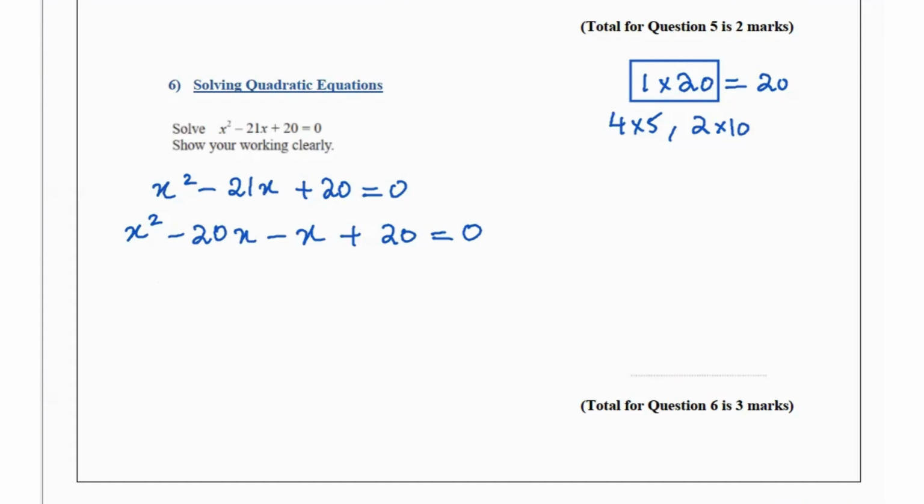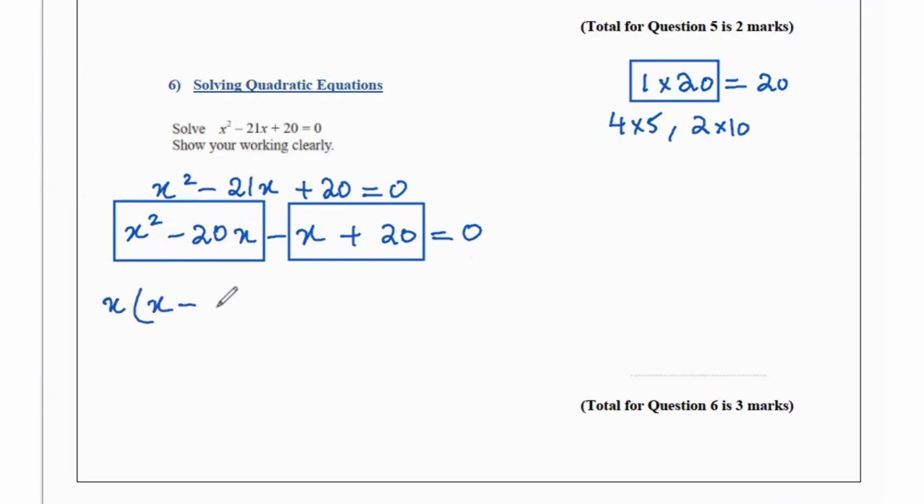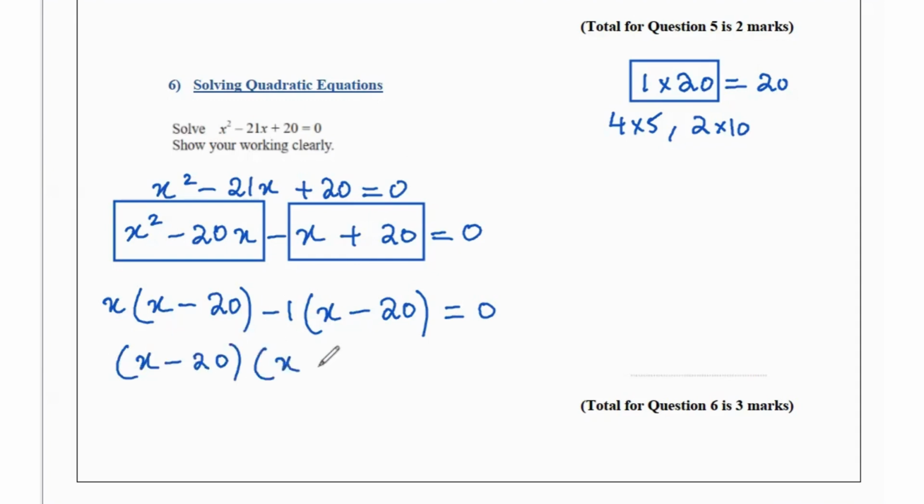Now, the next step is to use factor by grouping to factorize our quadratic equation. We split the equation into two groups. The first two terms make one group, and the last two terms make another group. If you look at the first group, we can see that we have x common. So we take that common outside. And in the last group, we have negative 1 common. Now if we compare, both have x minus 20 common. So x minus 20 times x minus 1 equals 0.